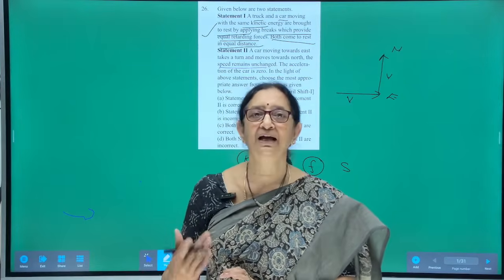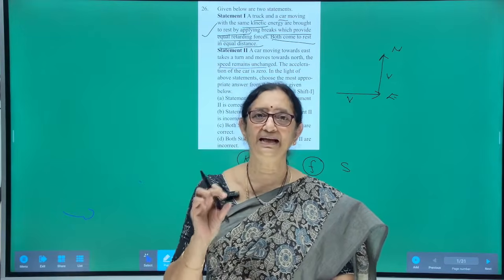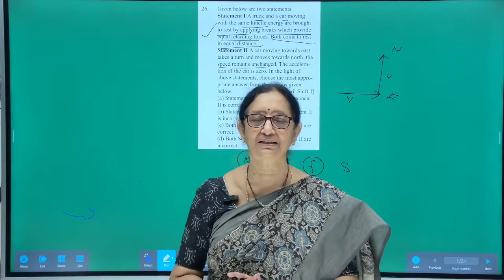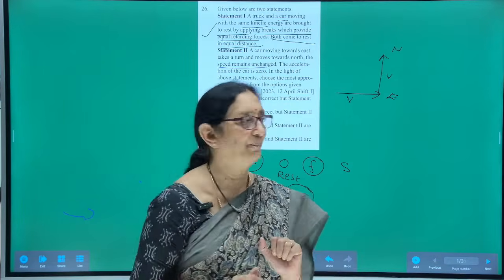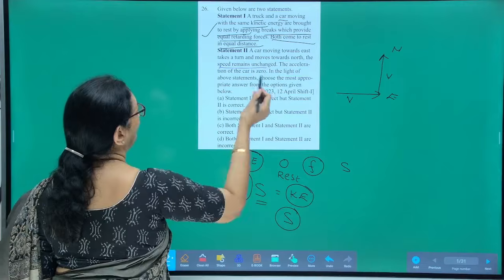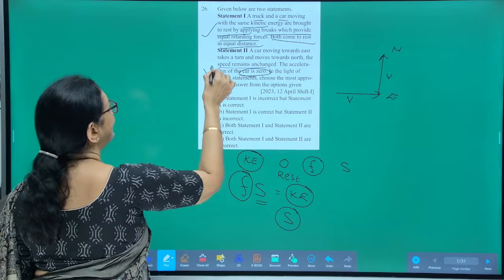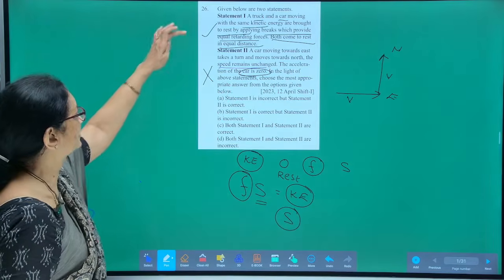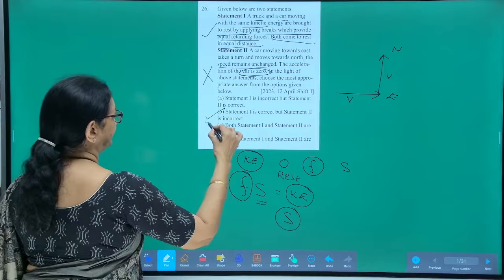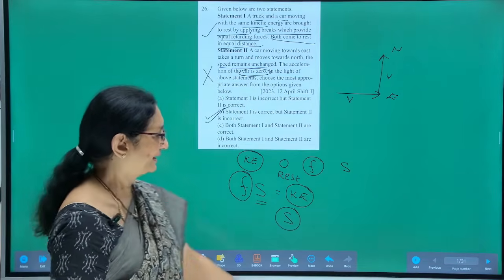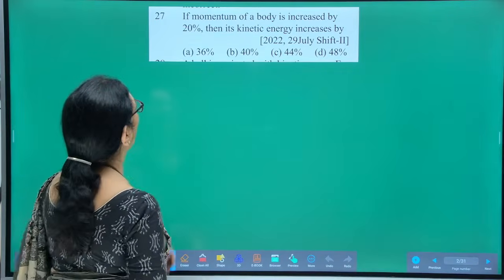By definition, acceleration is the rate of change of velocity. As there is some change in velocity, there is non-zero acceleration for the body. But in this statement, what is given is that the acceleration of the car is 0, which is a wrong statement. So statement 1 is correct, statement 2 is incorrect. So option B is the correct choice for that problem, right. Now, move on to this problem.